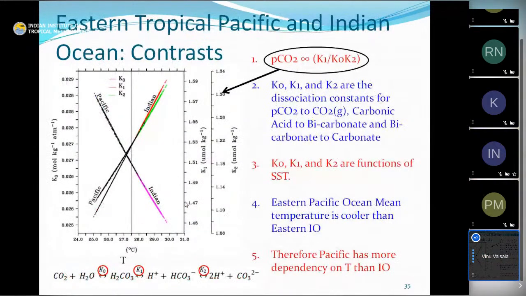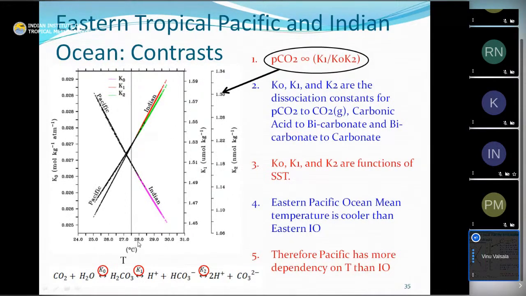To answer that question, we can look at the solubility coefficients, or the chemical kinetic equilibrium, or the dissolution coefficients of carbon in the water. So carbon dissolves in the ocean: carbon dioxide plus water, in the first equilibrium, goes into carbonic acid, which splits into one H plus ion and bicarbonate, which again splits into one H plus ion and carbonate. So here K0, K1, K2 are the dissociation constants acting in this equation.